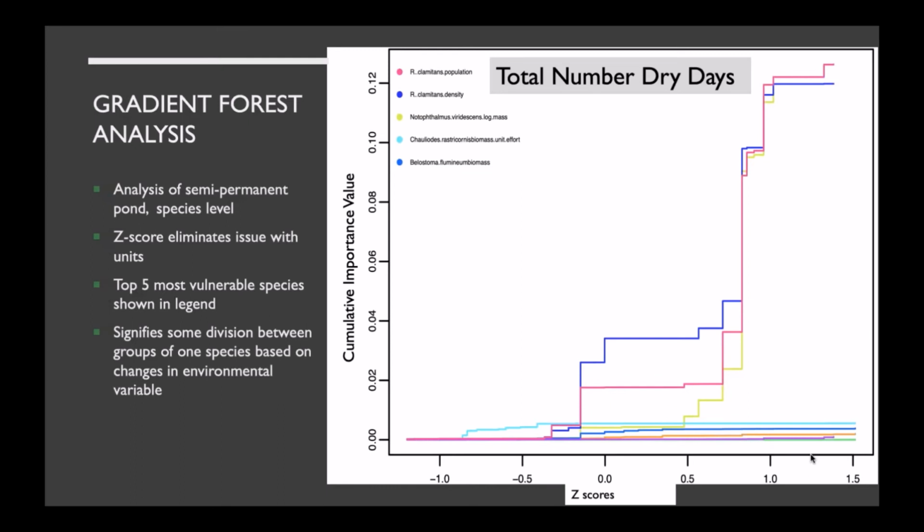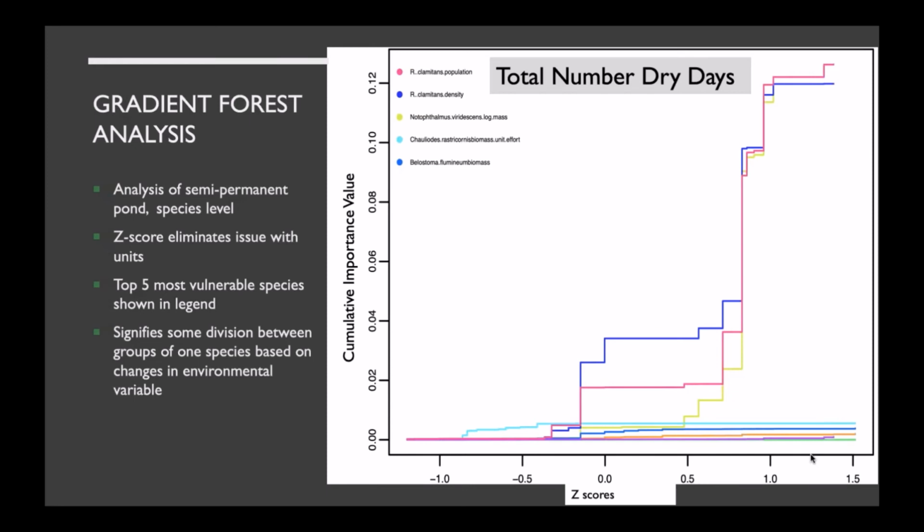The top 5 most vulnerable species are listed in the legend on the top left. And to continue the narrative, our green frogs are listed as the top 2 most vulnerable species to this change. They're listed in the hot pink line and the blue line that you can see.